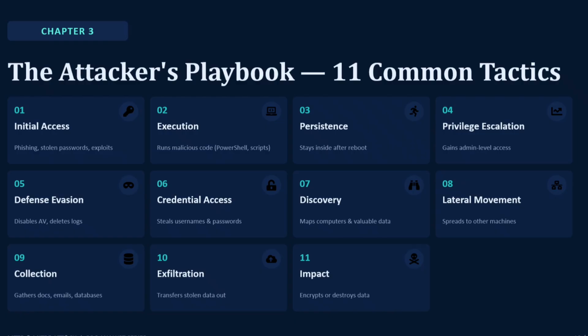Number 9. Collection. The attacker gathers documents, emails, databases, or other sensitive information. Number 10. Exfiltration. The hacker transfers stolen data outside the company. Number 11. Impact. Finally, the attacker causes damage such as encrypting files with ransomware or deleting important data. That is the pattern attackers normally use.